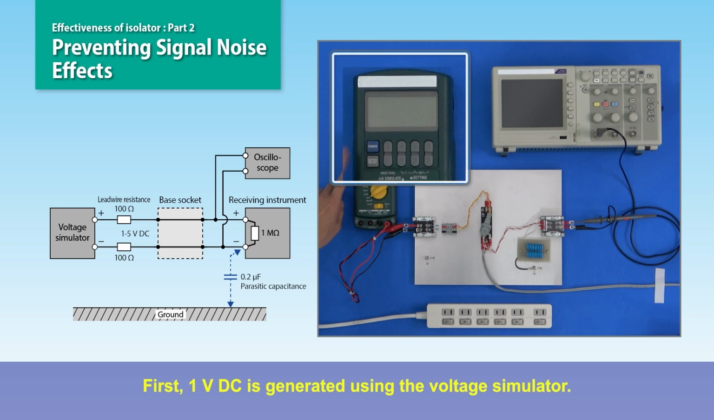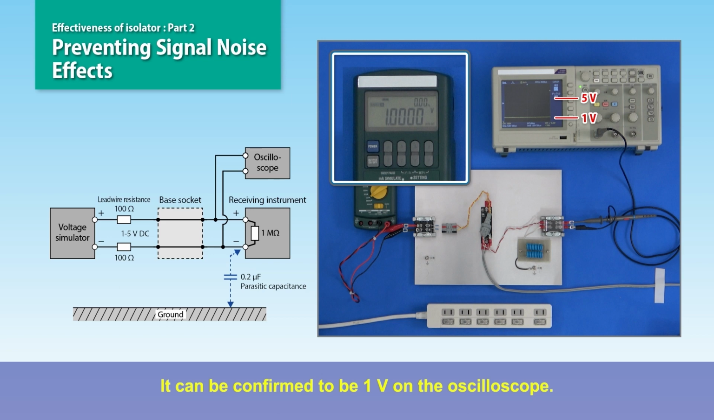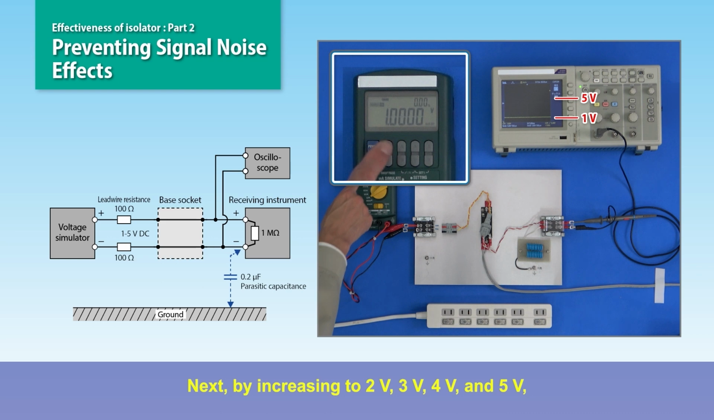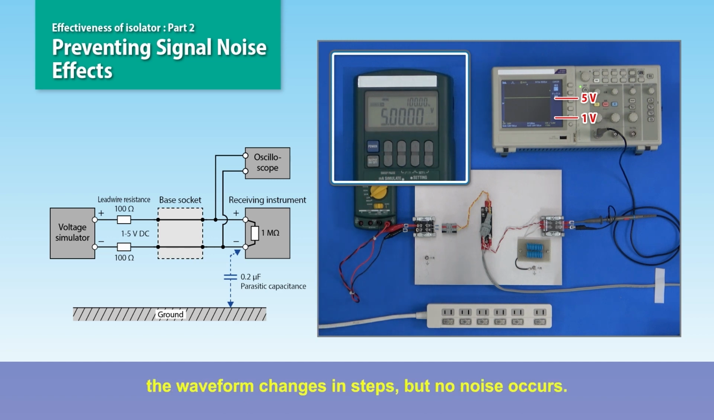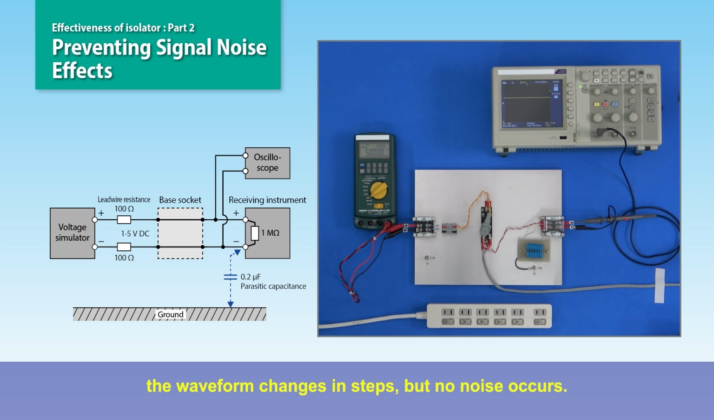First, 1 volt DC is generated using the voltage simulator. It can be confirmed to be 1 volt on the oscilloscope. Next, by increasing to 2 volts, 3 volts, 4 volts, and 5 volts, the waveform changes in steps, but no noise occurs.